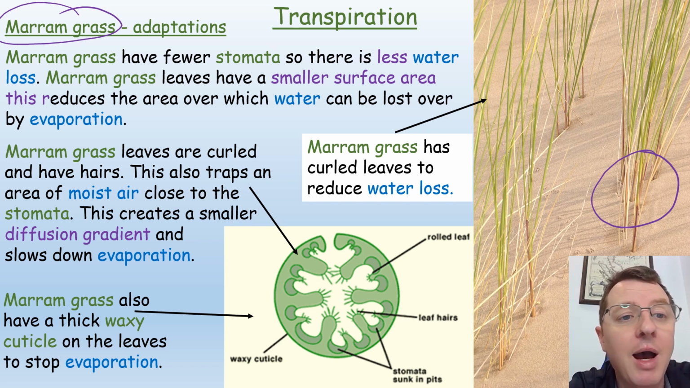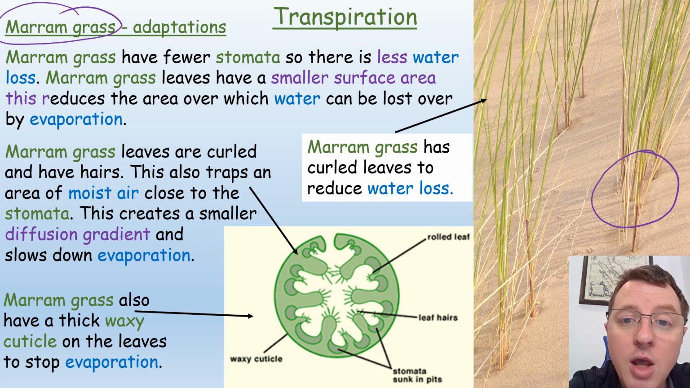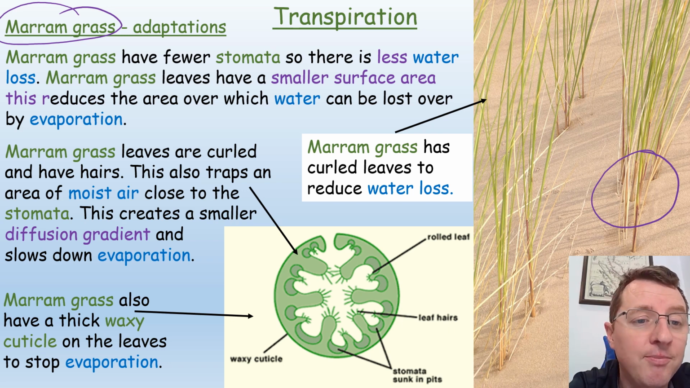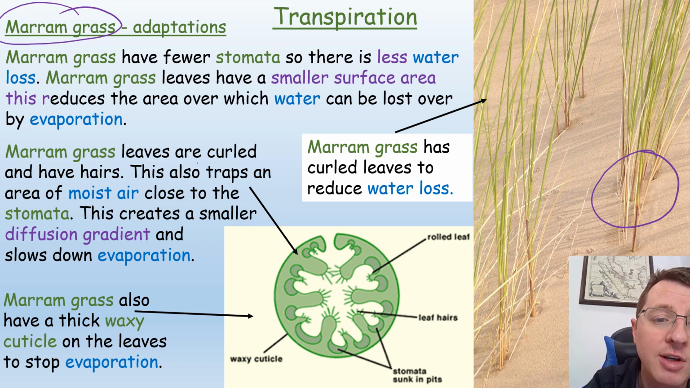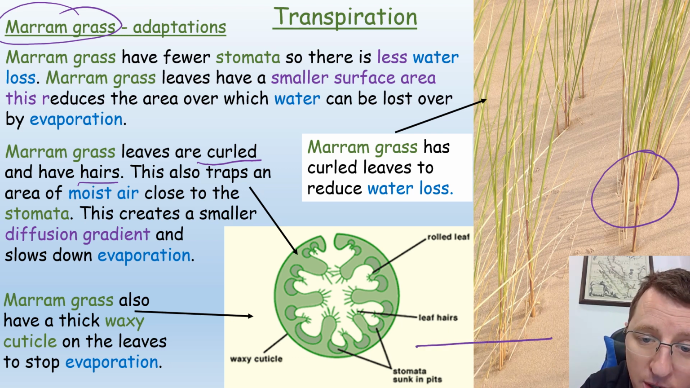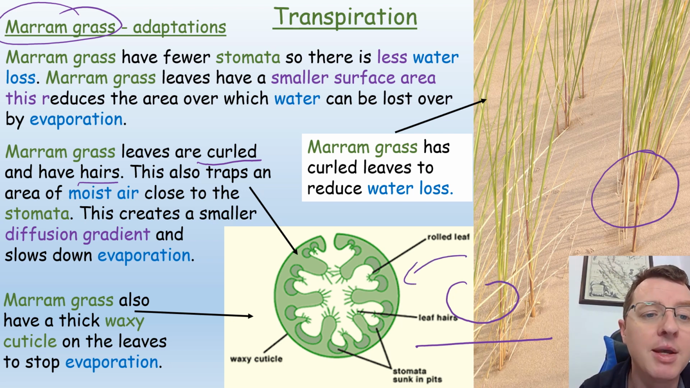So how are marram grass adapted? Well, marram grass have fewer stomata, so there is less water lost. Marram grass have leaves which have a very small surface area, and this reduces the area over which water can be lost by evaporation. In fact, those leaves are actually curled and have hairs within the curls. So instead of it being a large flat leaf, that leaf actually curls around like this. And you can see that in the diagram here.